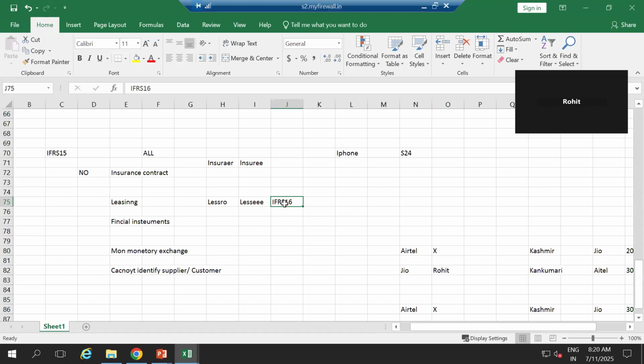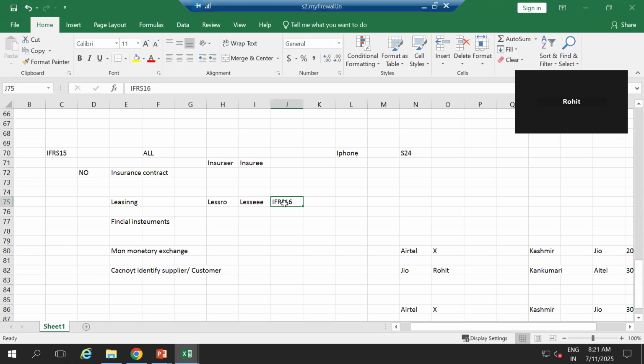IFRS 15 and 16 are completely different, correct? Absolutely different. Both are completely different, nowhere linked. So only for the scenarios where the contract is applicable, IFRS 15 can be applied. For any other industries, for example, automobile, is it not applicable?